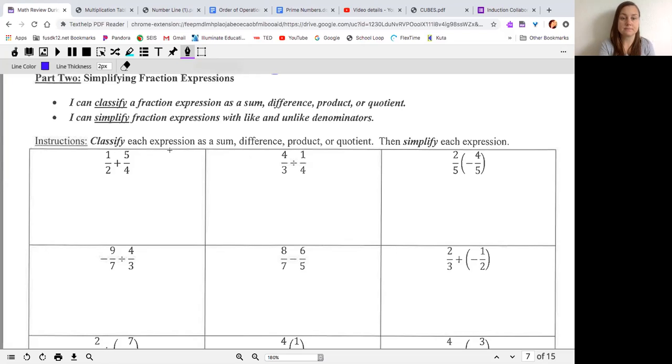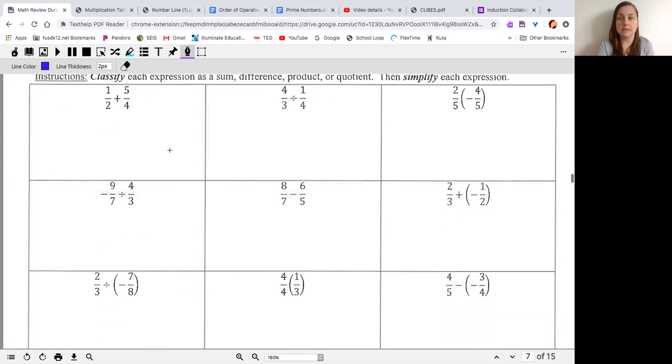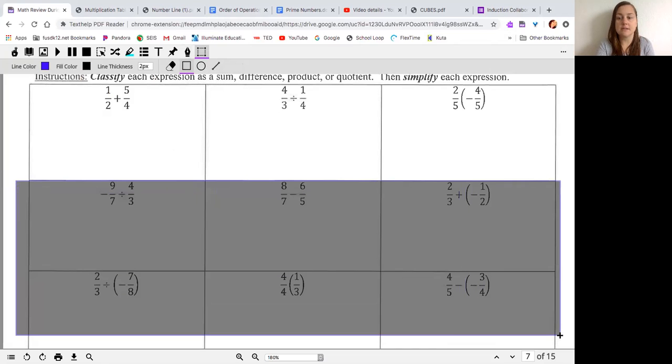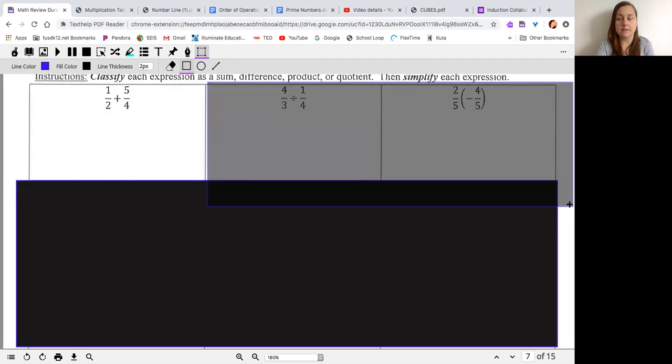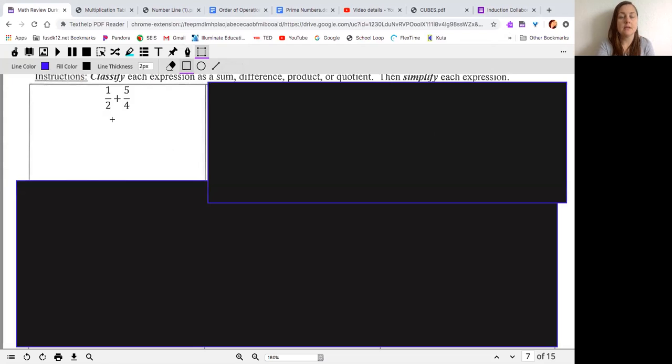Okay. I'm going to scroll up here. And like I tend to do, I am going to black out, for those of us that benefit from that, the sections that we are not looking at yet. I'll even start with blocking out this one. Okay, so I'm looking at the first problem.